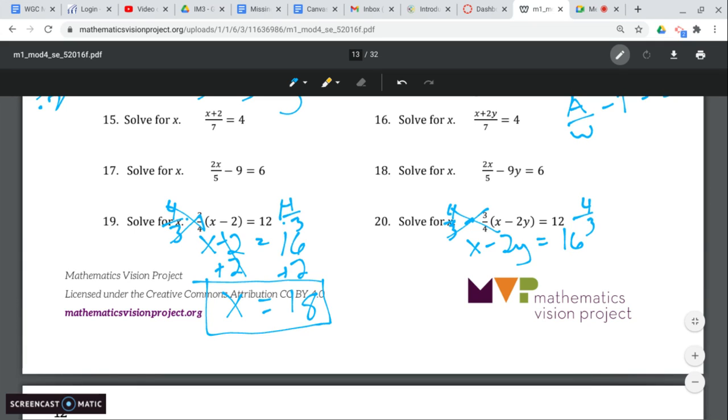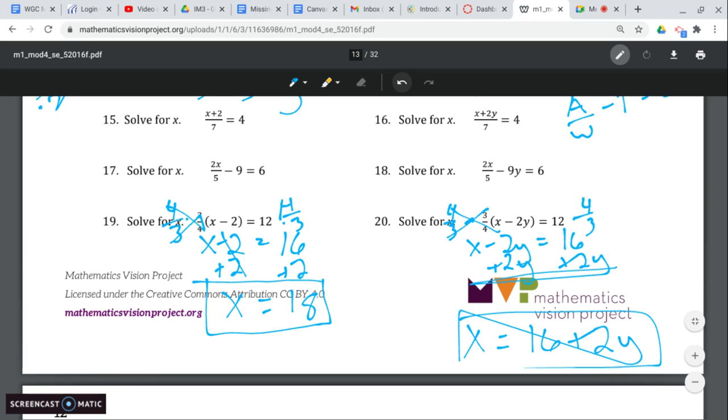Now, same thing that we did over here. We had minus 2. We have minus 2y. We do the opposite operation. So we're going to add 2 here. We're going to add 2y here. It doesn't change the fact that we have the y attached to it. We can still add. So we're going to end up with x equals 16 plus 2y. There is our answer.